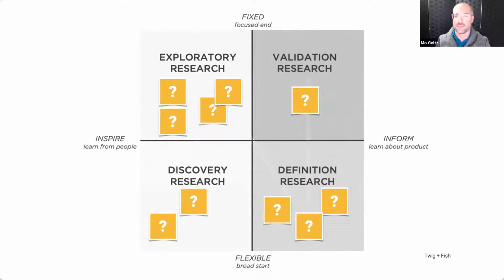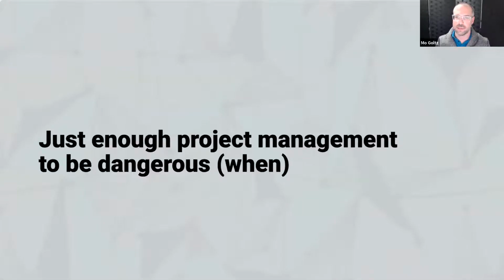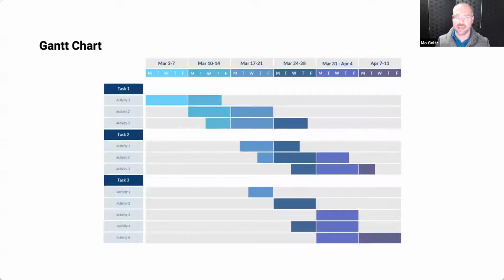And what you would do from all of these frameworks is pick the right methods, put them in your research plan. The next thing I'm going to talk about is, once you've decided what you're going to do, the next question is, when are you going to do it? So you want to learn just enough project management to be dangerous, to determine when to do what. And the best thing I've ever found that helps me plan my timing in my research plans is a Gantt chart.